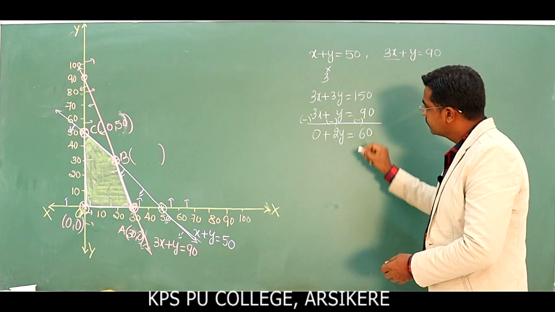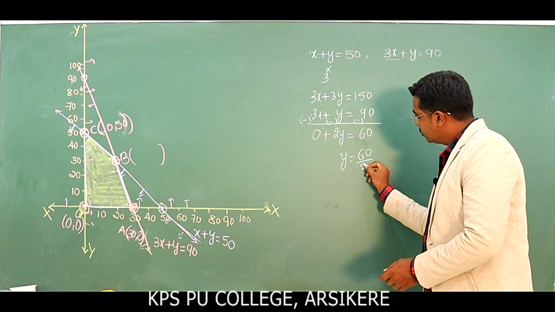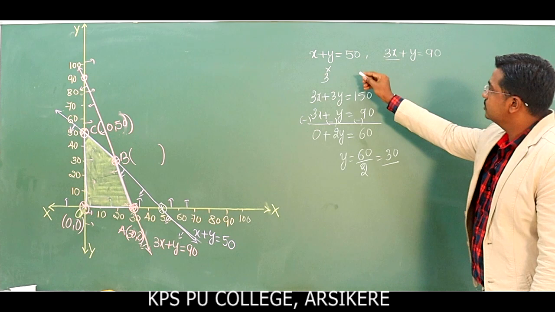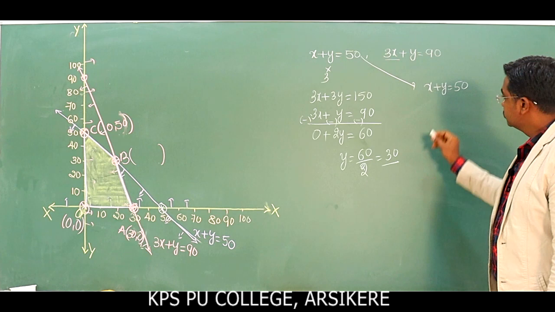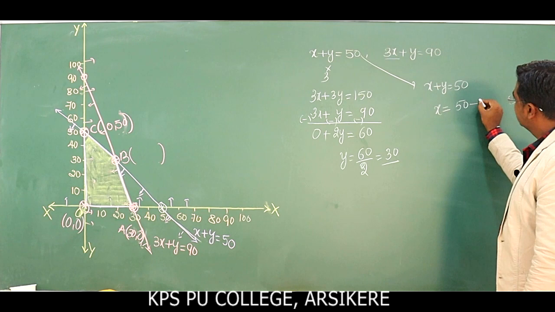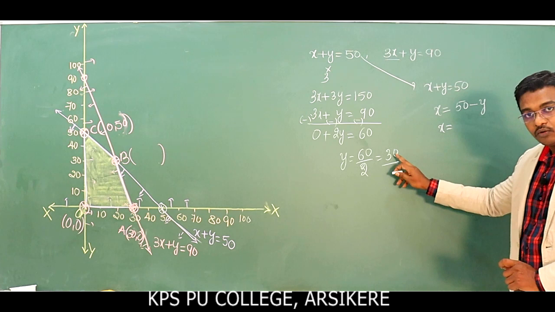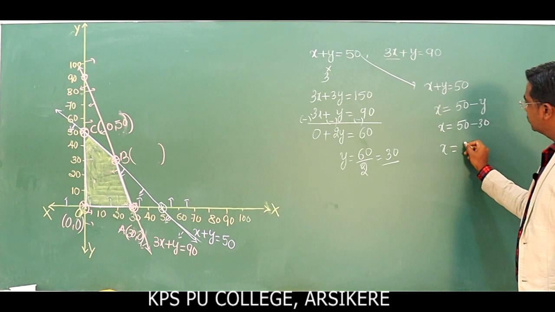Therefore y is equal to 60 divided by 2. The value is 30. So once the y value is 30, what about x here? Substitute in this equation. x plus y is equal to what are we? 50. So what does x become? x is equal to 50 minus y. Substitute the value of y here. What is the value of y? 30. That becomes 50 minus 30. The x value is 20.